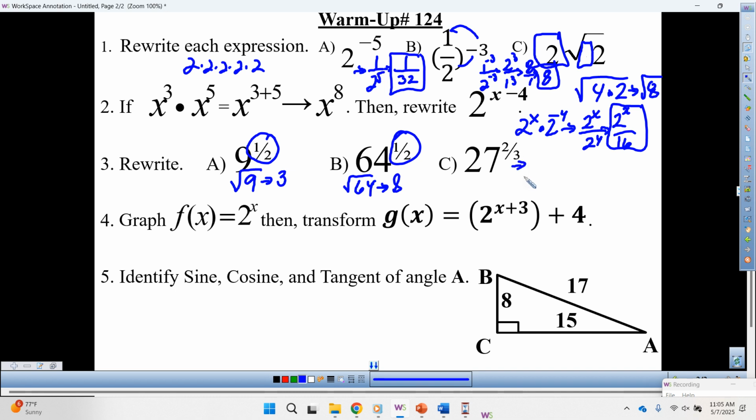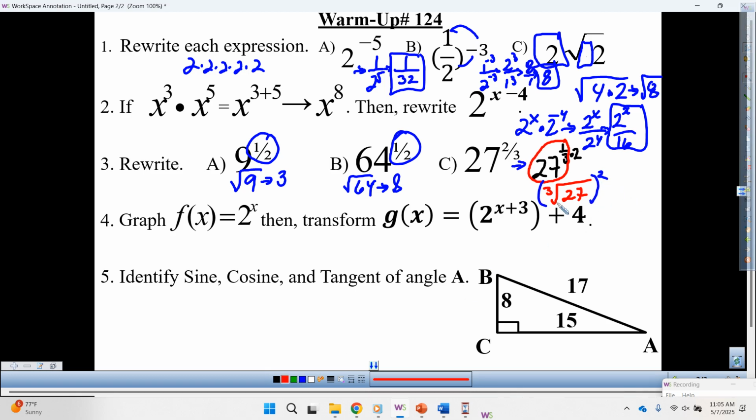27 to the 2/3, we need to rewrite first. That becomes 27 to the 1/3 times 2 on the exponent. Then we circle the 27 to the 1/3. Since it's not a half, it's not a square root, it's a cube root of 27. Bring down the exponent of 2.